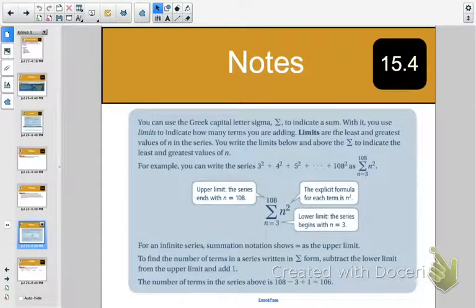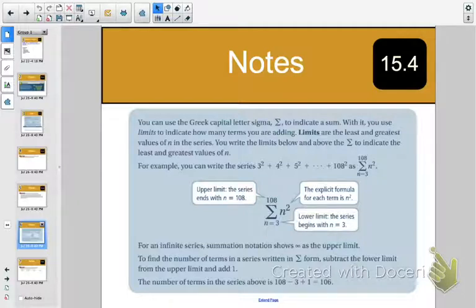Okay, this says you can use the Greek capital letter sigma, which is this summation. Looks like an E kind of, to indicate a sum. With it, you use limits to indicate how many terms you're adding. Limits are the greatest and least values of n in the series. You write the limits below and above to indicate the least and the greatest.